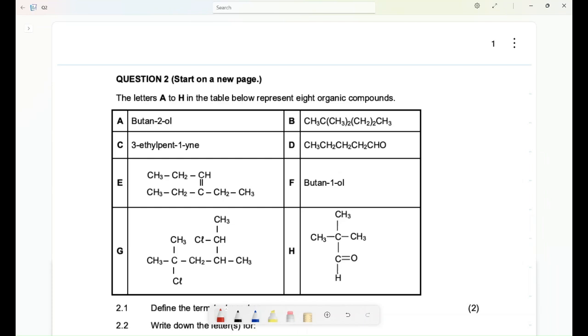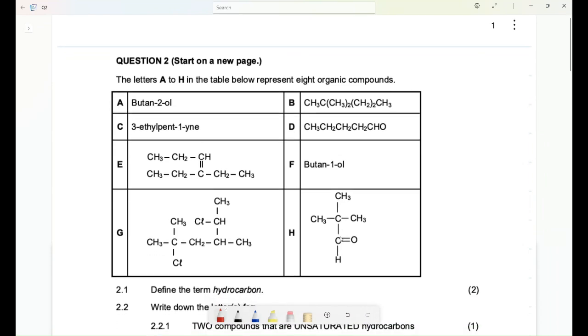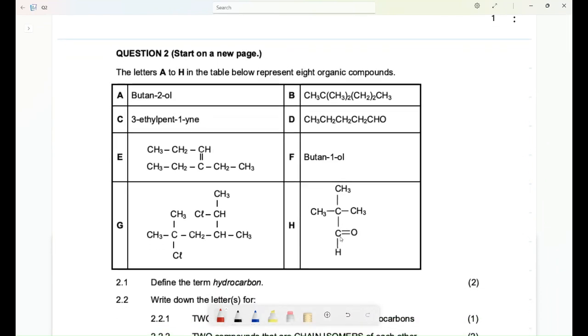Now, let's look at question two under organic chemistry. Yes, organic chemistry. Question two is specifically called nomenclature. All right, now we have letters. The letters A to H in the table below represent 8 organic compounds.